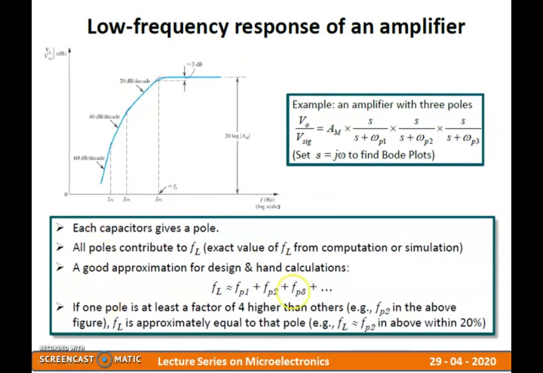So this is a simple plot diagram of how the low frequency response of an amplifier looks. I have made it very generic over here. I have mentioned the gain of the amplifier, V0 by Vsig, as AM multiplied by different poles. Now, how do I signify the pole? The pole location or the pole value signifies the value of different capacitive impedance.